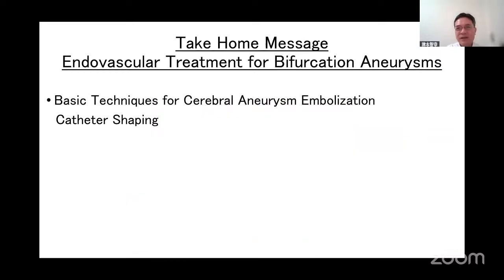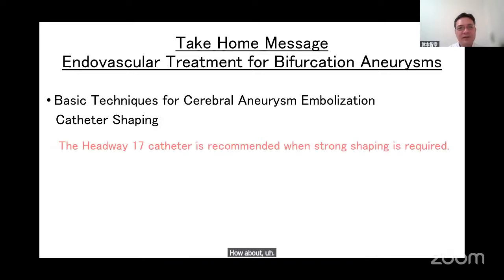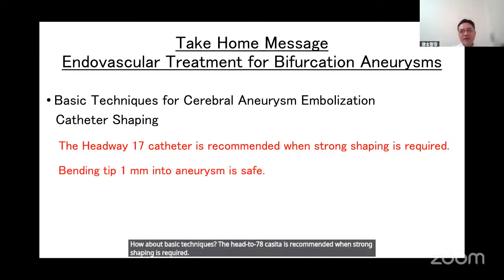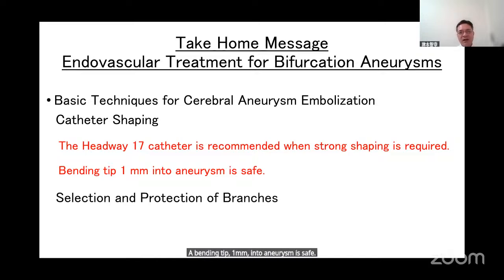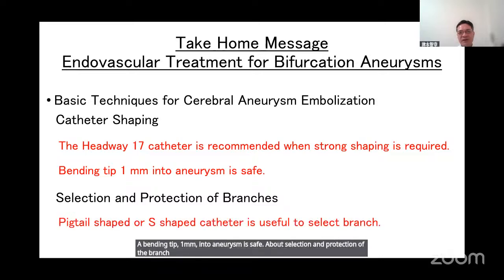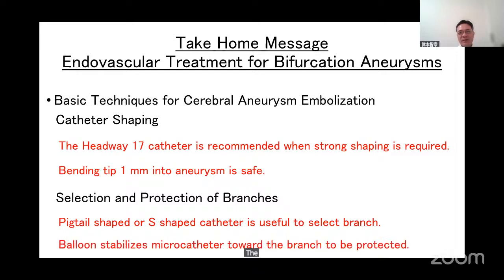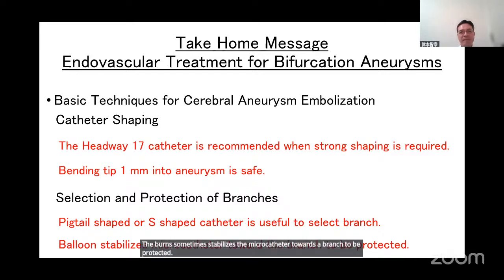So this is a take-home message about the basic techniques. The Headway 17 catheter is recommended when strong shaping is required. A bending tip 1 millimeter into the aneurysm is safe. About selection and protection of the branch, a pigtail-shaped and S-shaped catheter is useful to select the branch. The balloon sometimes stabilizes the microcatheter towards the branch to be protected.